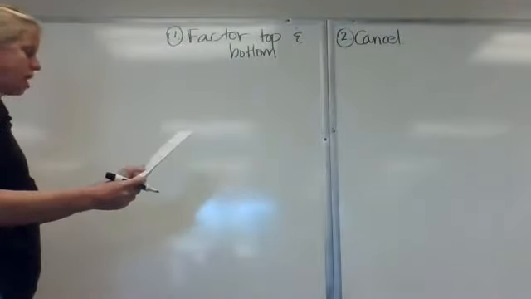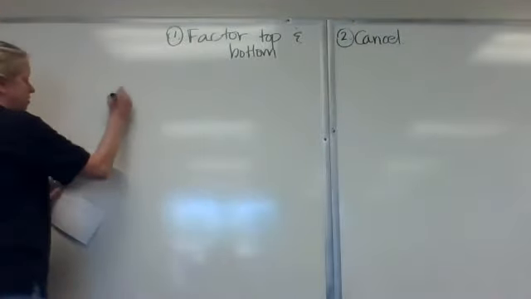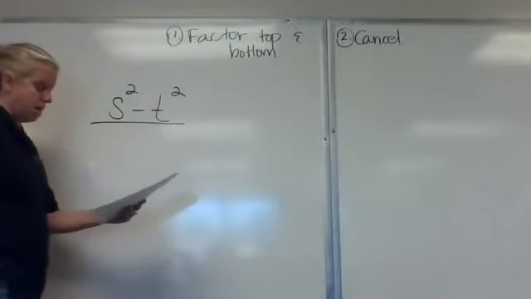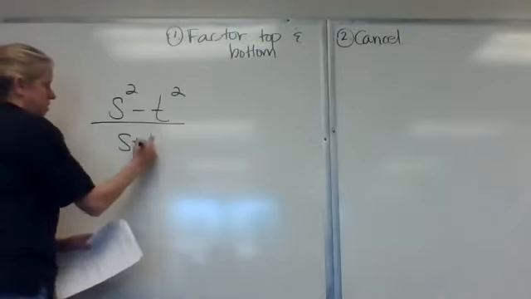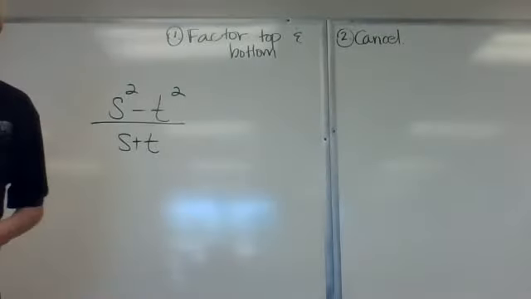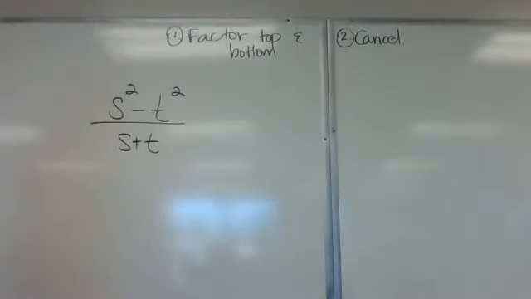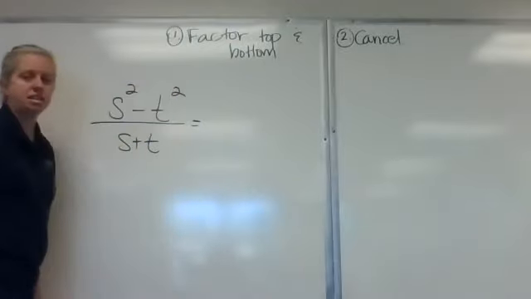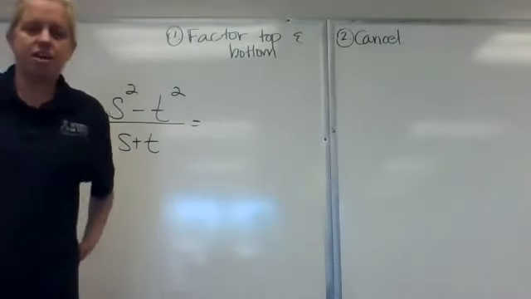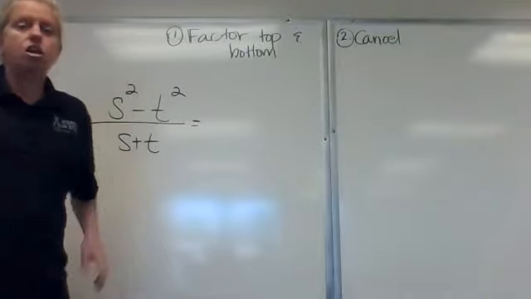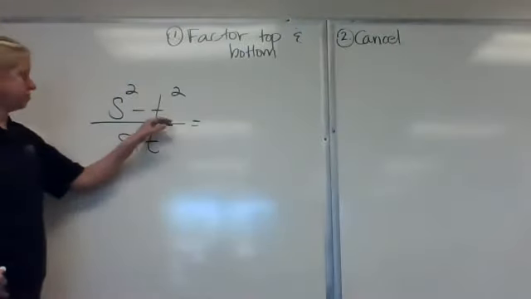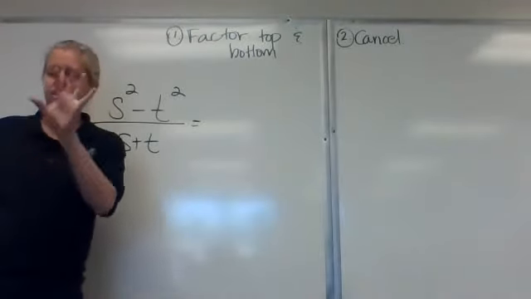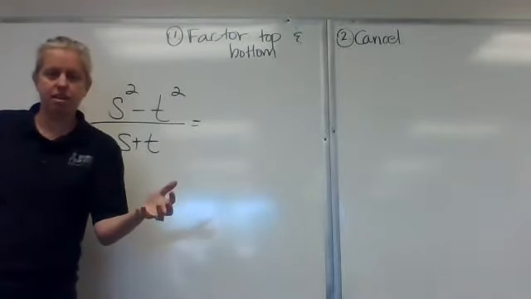We have s squared minus t squared over s plus t. So let's see, up top, remember you want to factor the top and the bottom before you can do anything else. Look at the top. There's nothing in common, right? So I can't pull anything out. I have an S and a T.